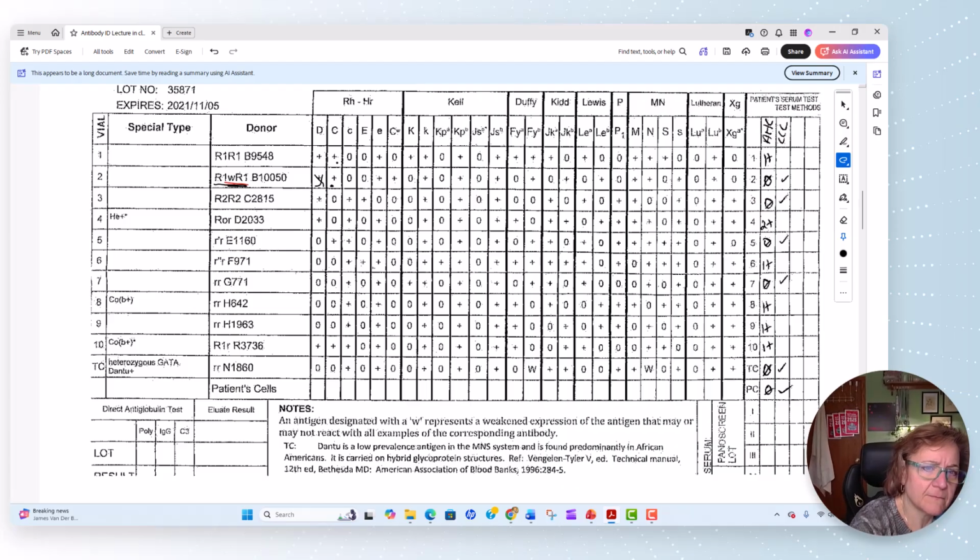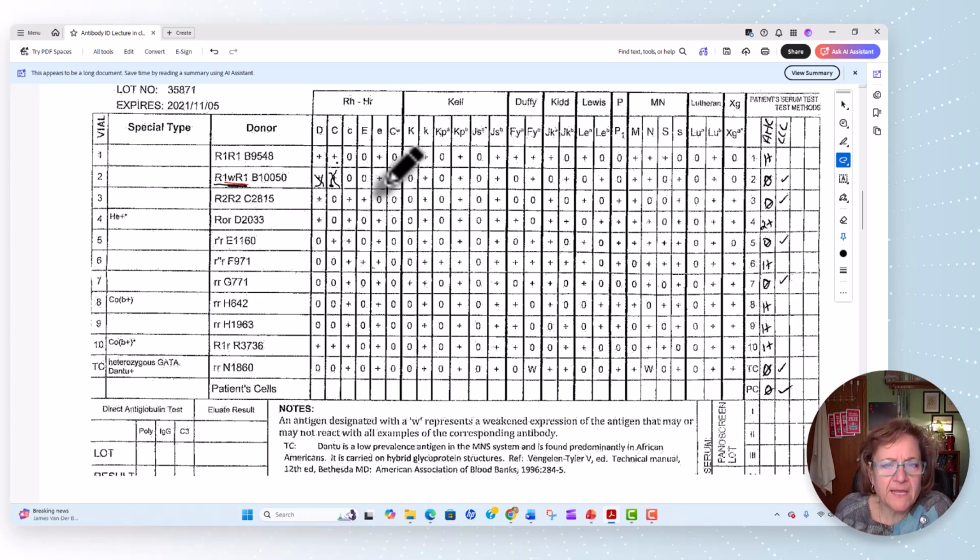Let me see if I can do it this way. Okay, it's going to be faster with my mouse than my pen. Big E is negative, little e is positive. There is a double dose of little e. CW is one of those heterozygous indeterminate or zygosity indeterminate, so it gets an X.